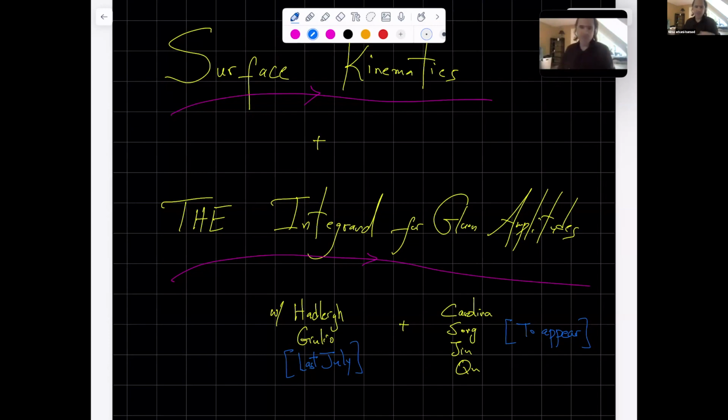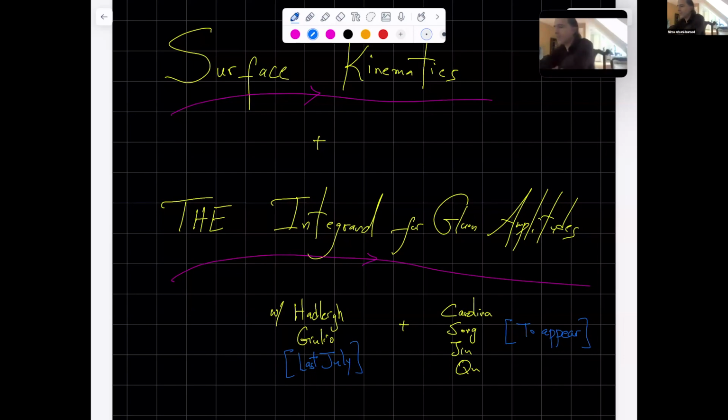Some of the ideas that I'll talk about at the beginning, I actually talked about at the Amplitudes meeting last year, but the paper has not yet appeared. It was worked out with Hadley and Giulio from last July, about some of the systematics of how to think about these objects for the trace phi cube theory.